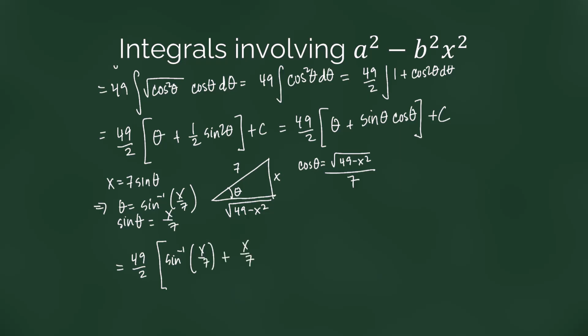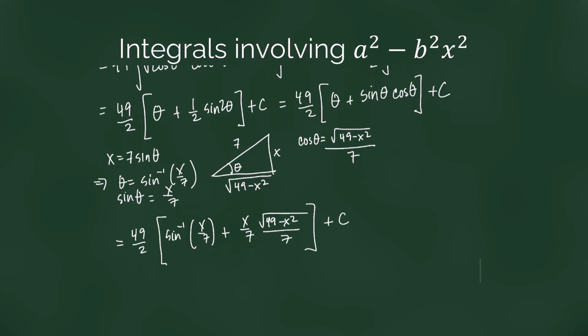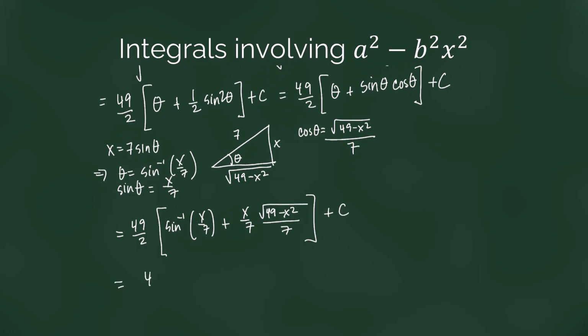And then we're going to do sine theta times cosine theta, so that's x over 7 times the square root of 49 minus x squared over 7. Still plus our constant. And if we distribute the 49 halves, we get 49 halves inverse sine of x over 7. And then we get x times the square root of 49 minus x squared all over 2, because the 49 cancels with the 2 7s in the denominator.